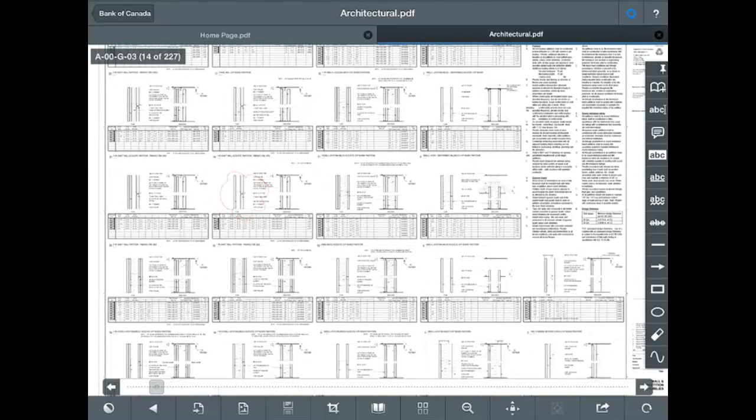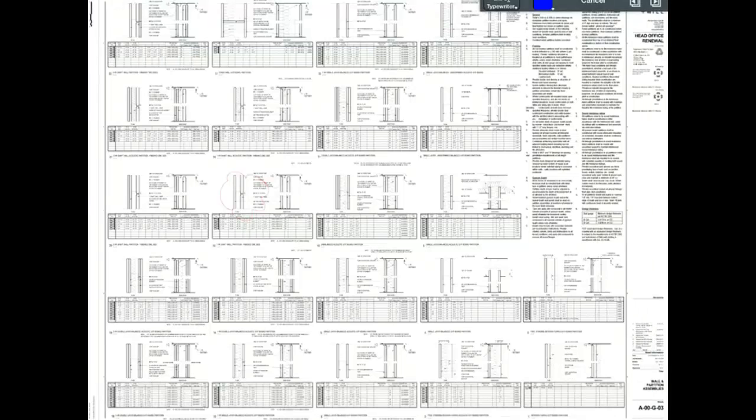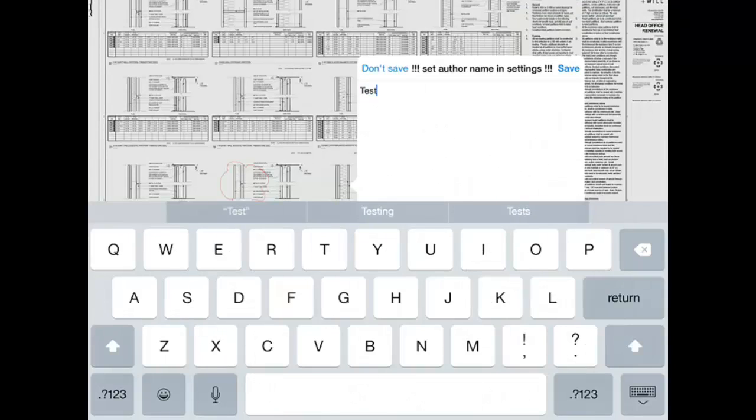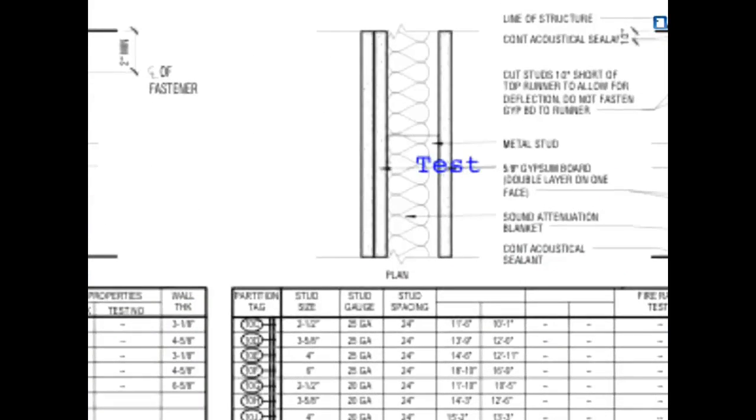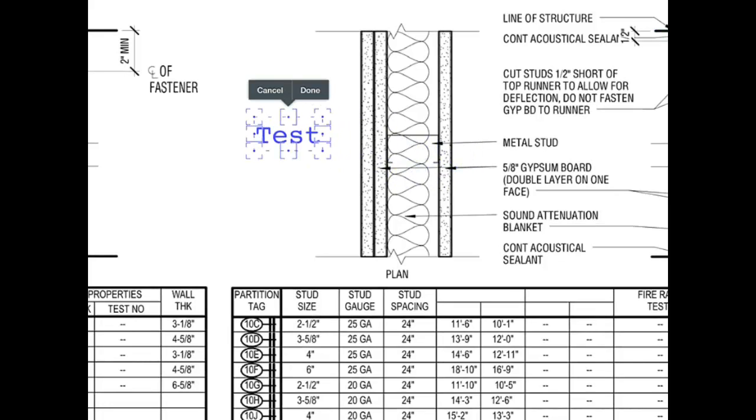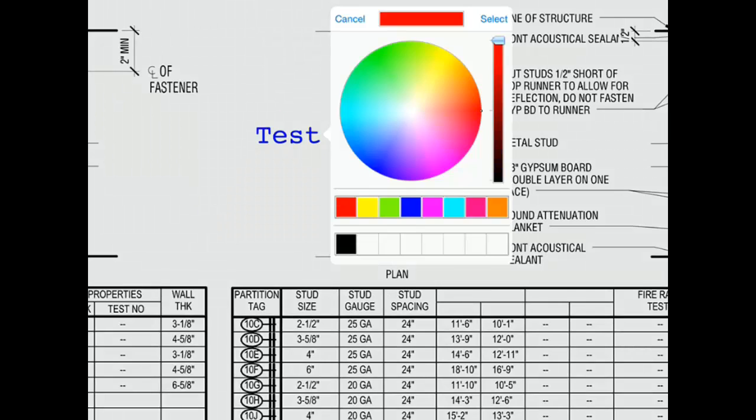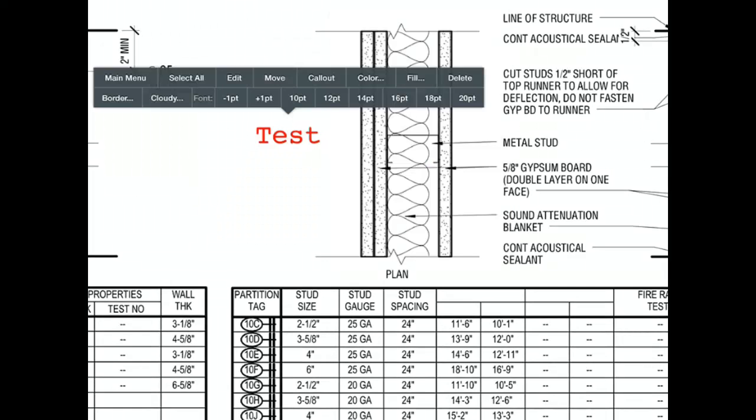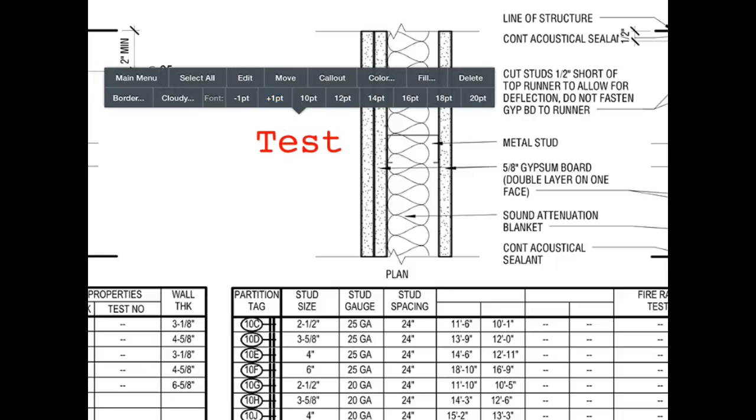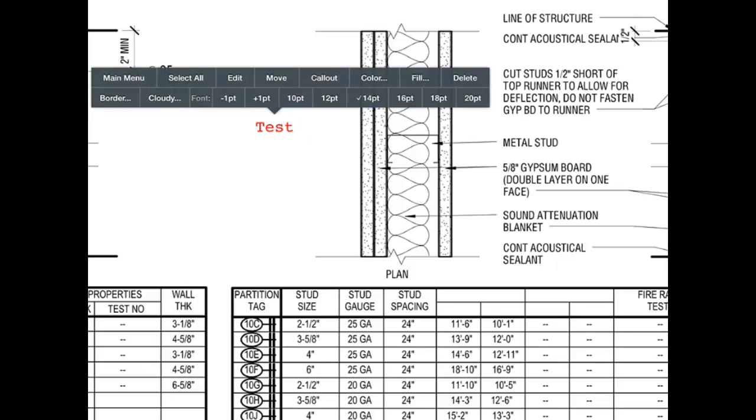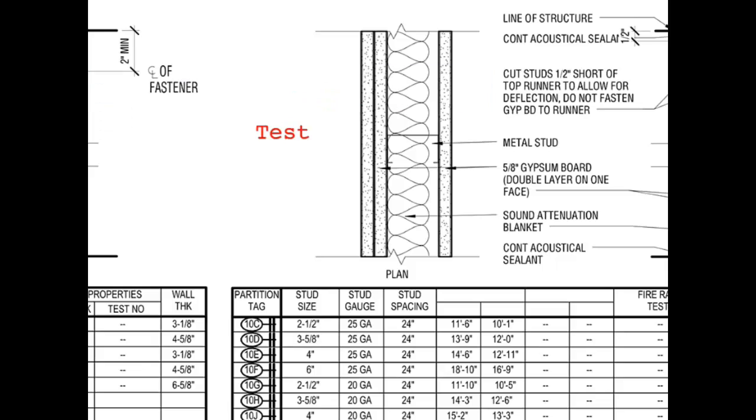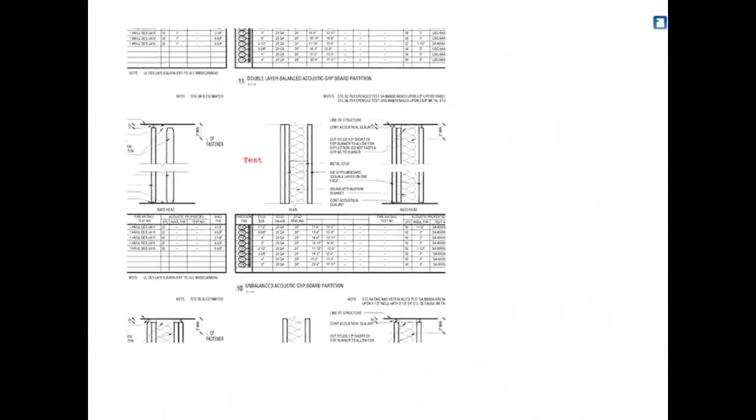The tool set also gives you the ability to add text. So I can draw a text box. I can change the color of it or the size. I can draw shapes.